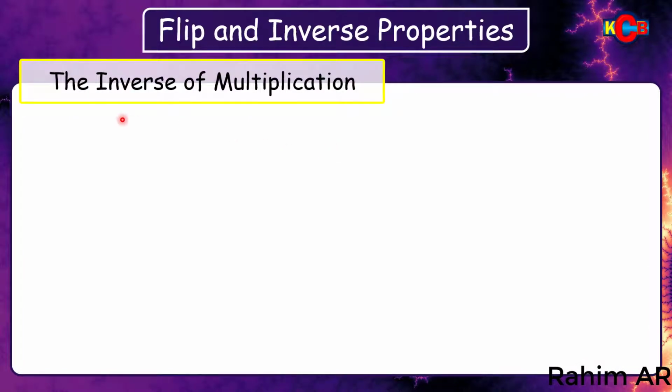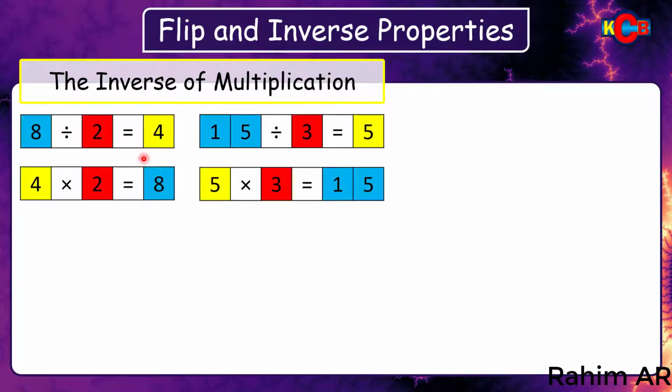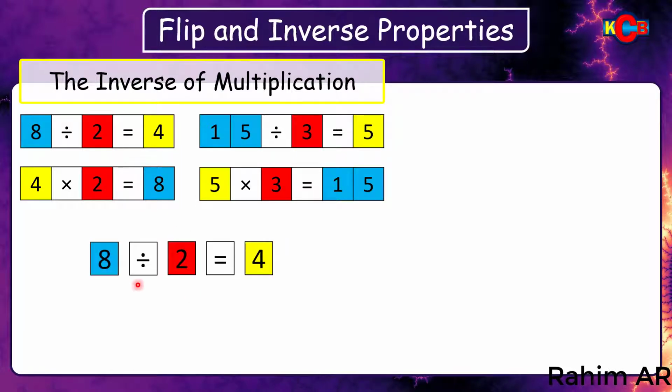Next, the inverse of multiplication property. Okay, now look at these examples properly. Can you see any changes? Okay, look at this equation. 8 divided by 2 equals 4. See what happened when I reverse the arrangement of numbers in this equation.